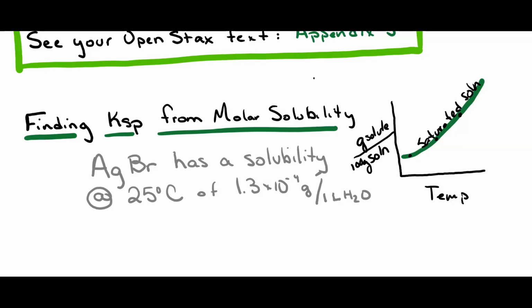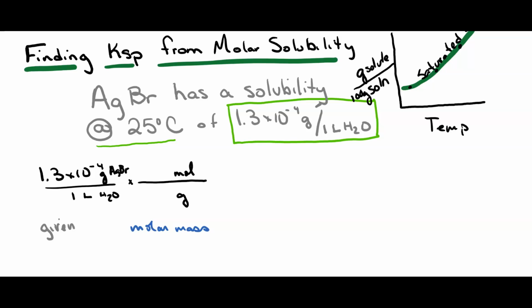If this solubility curve was for silver bromide, we might read it at 25 degrees Celsius on the independent axis to find that the variable gives us 1.3 times 10 to the negative 4th grams of silver bromide dissolved in 1 liter of water. That's not molar solubility. That's in grams per liter. We need to change grams to moles. So we take our given solubility at 25 degrees of 1.3 times 10 to the negative 4th grams of silver bromide per 1 liter of water, and we need to change that to moles.